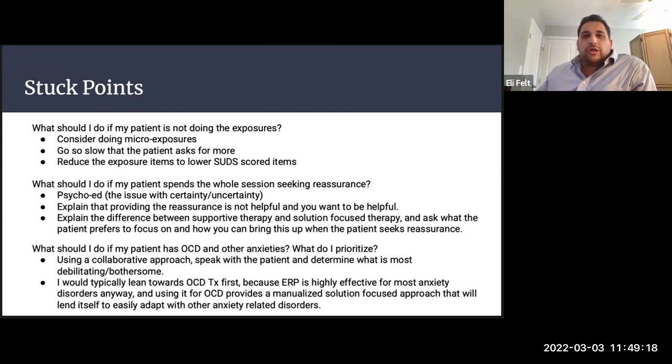This one's a little bit of a dirty trick, but it works really well, where you go so slow and prescribe things that are really easy for the patient that they kind of ask you for more. That's a really, really helpful technique. The other thing is reducing exposure items to lower subscores so that it's a little bit easier. So instead of a micro exposure, you can still do exposures, but ones that are not as hard.